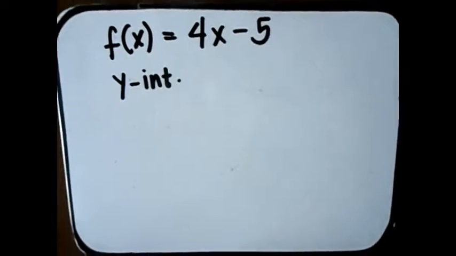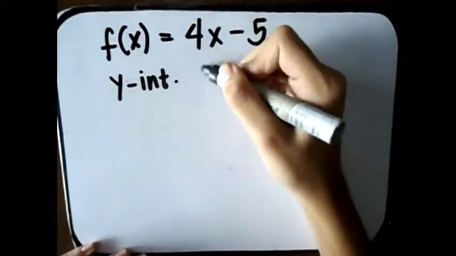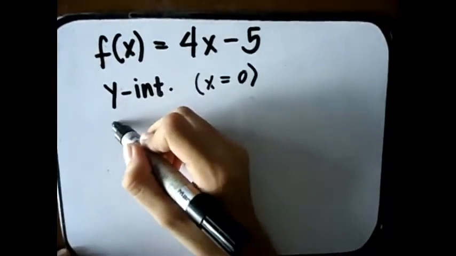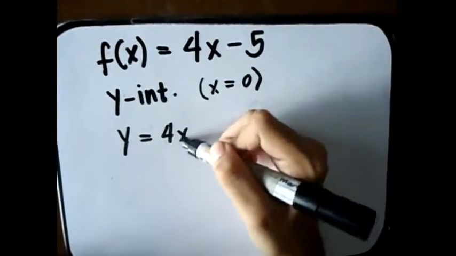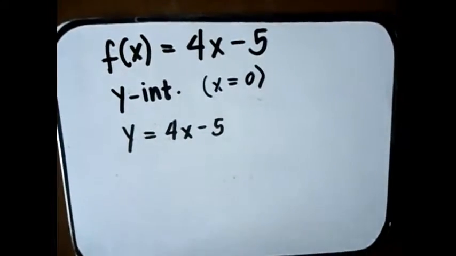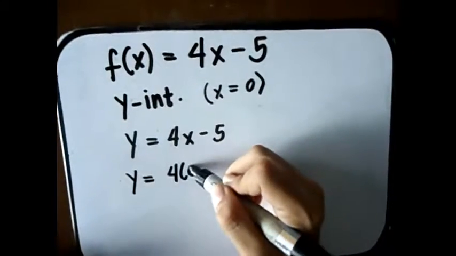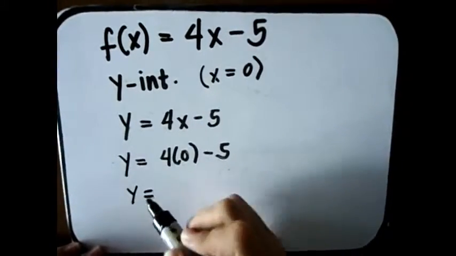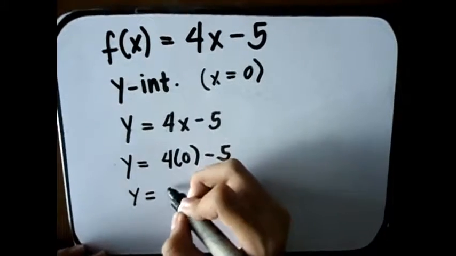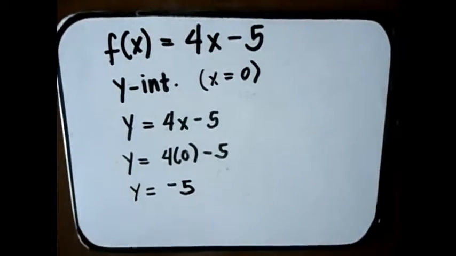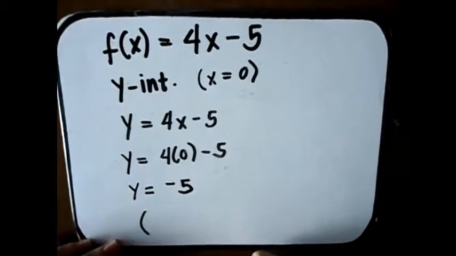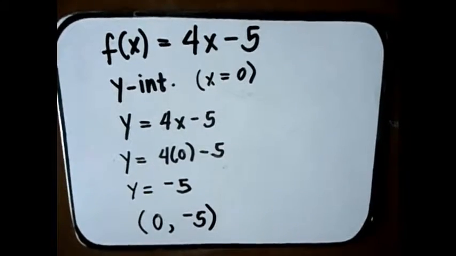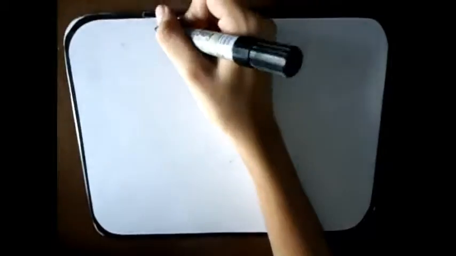To get the y-intercept, x must be equal to 0. y is equal to 4x minus 5. Substitute x to 0. y is equal to 4 multiplied by 0 minus 5, which is equal to negative 5. The coordinates of the y-intercept is 0 and negative 5. Now, do the same thing to the inverse function.